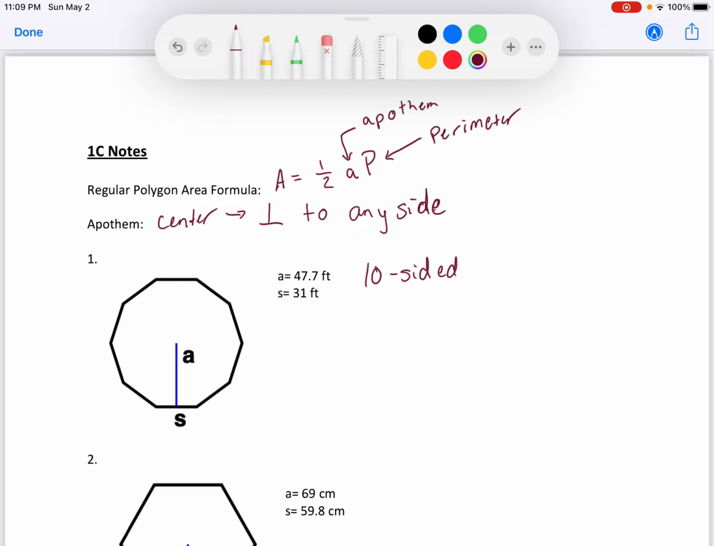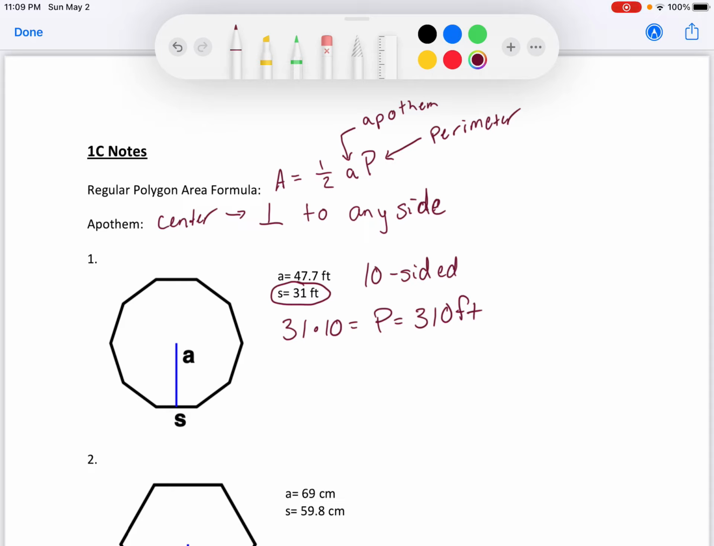So since it's a decagon, for us to find the perimeter, we need to multiply our side length, which is 31 feet, 31 times 10 to get our perimeter. So our perimeter is going to equal 310 feet. Now our apothem is given to us at 47.7 feet. And apothems are typically a decimal by the nature of the beast.